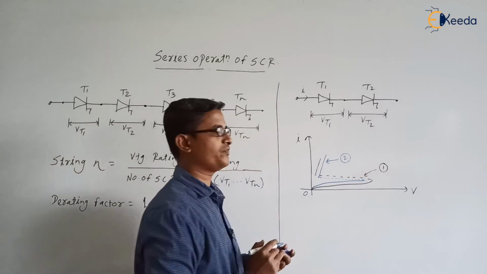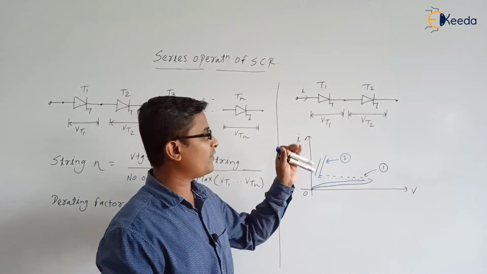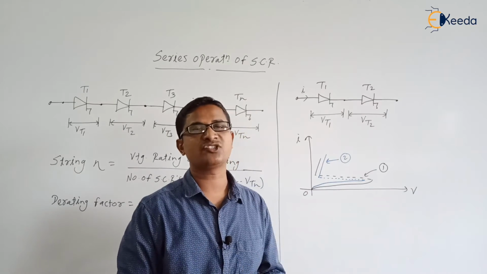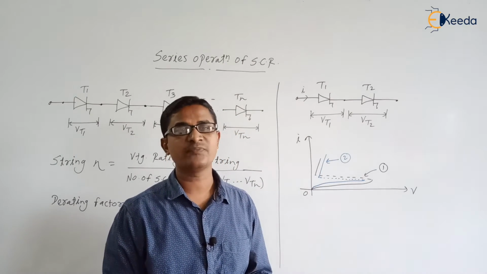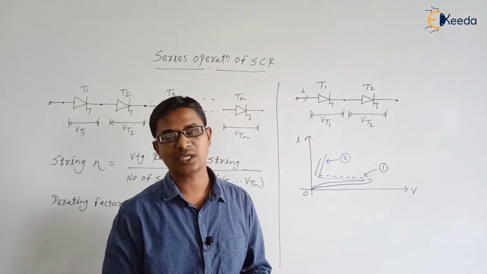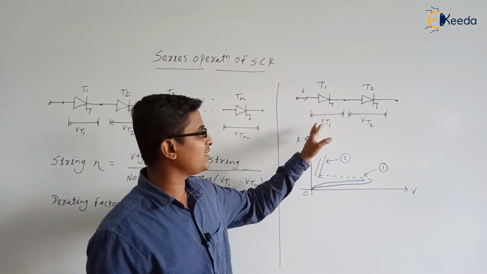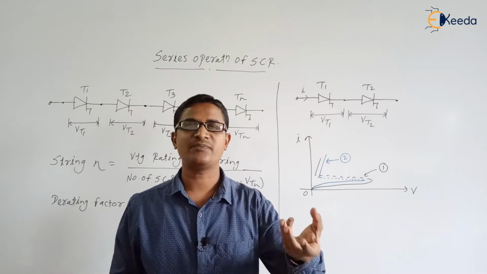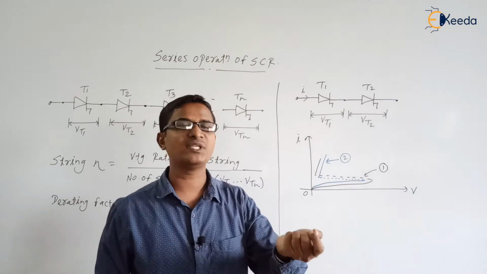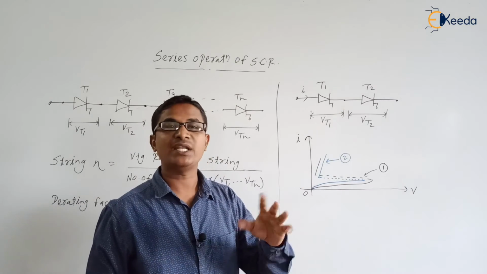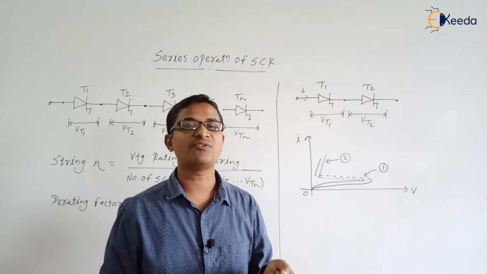Now, the purpose of connecting SCRs in series is to withstand high voltage. When the SCRs are in the on state, what is the voltage across the SCR? Strictly speaking, it will be 0. But when the SCR is in the off state, the voltage across the SCR will be very high.